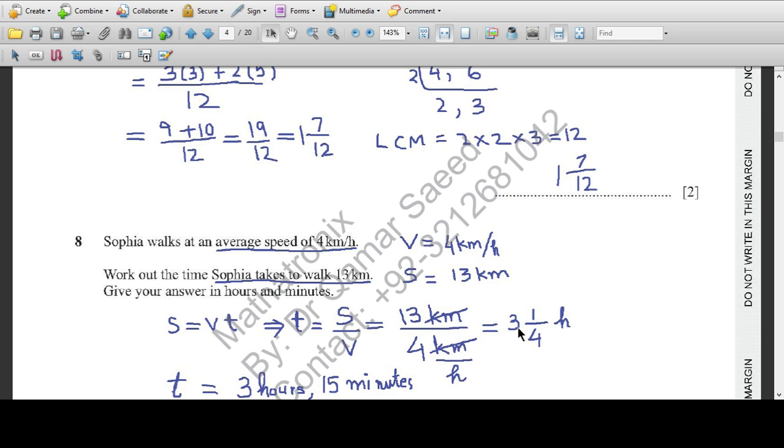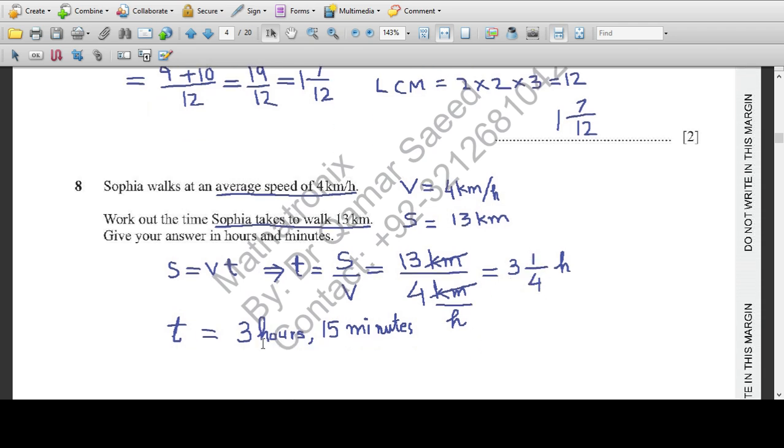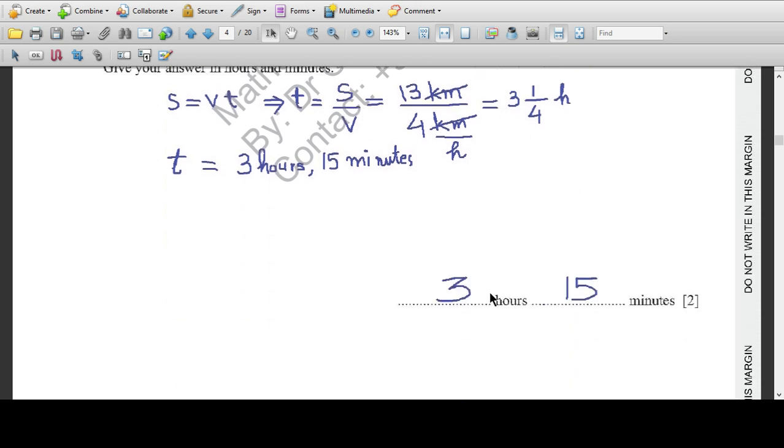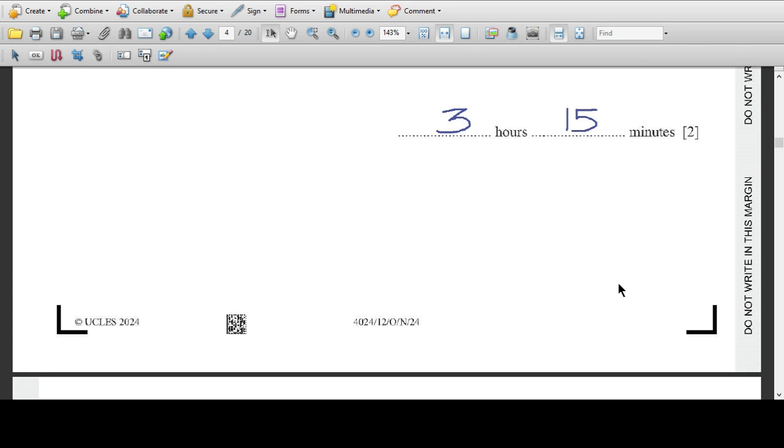So we have obtained 3 hours and 1 upon 4 hours. 3 hours, and the fraction of an hour becomes 15 minutes. So this is 3 hours and 15 minutes. So this is question number 8: 3 hours and 15 minutes.